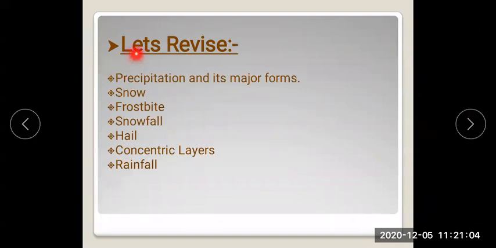Yes. The first point is precipitation and its major forms. What is precipitation? When water falls in solid or liquid form from the clouds to the ground, it is known as precipitation. And the major forms are snow, hail, rainfall. These are the major forms of precipitation. In the snow, we have studied about the snowflakes. Yes, a piece of snow is a snowflake.